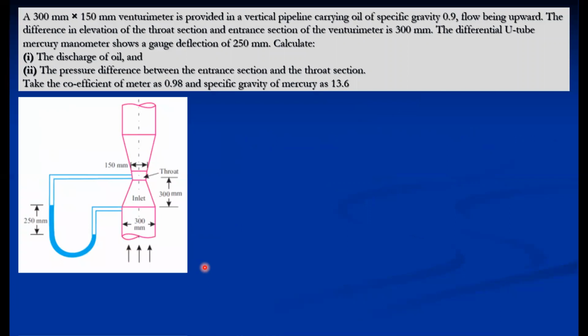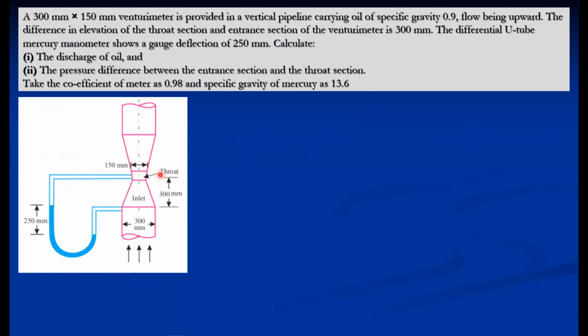Next problem here, again a vertical problem. Here the manometer is used again. Again, the dimensions of the venturimeter are provided in a vertical pipeline. Now, in this case, it carries oil, not water. In all the previous problems, water was there. Here, it carries oil, and the specific gravity of the oil is also given.